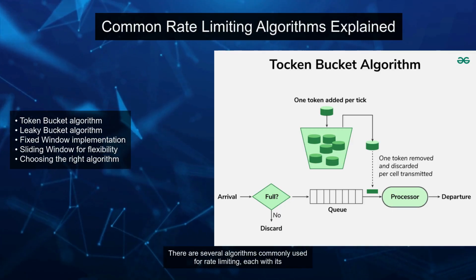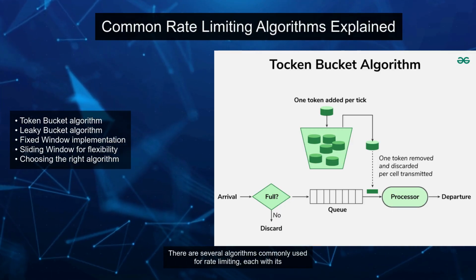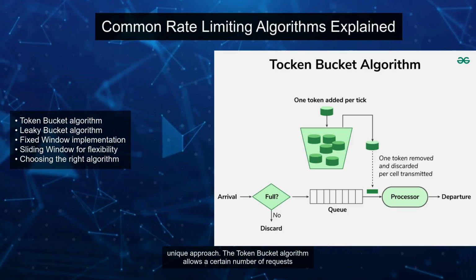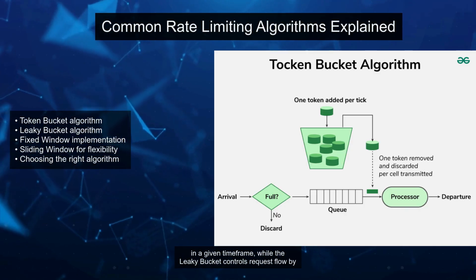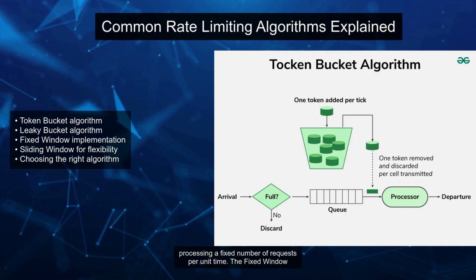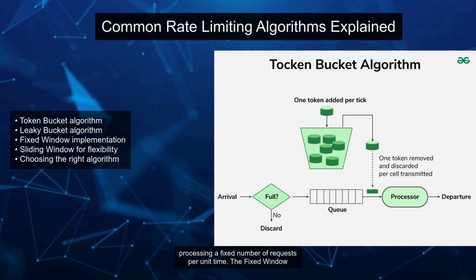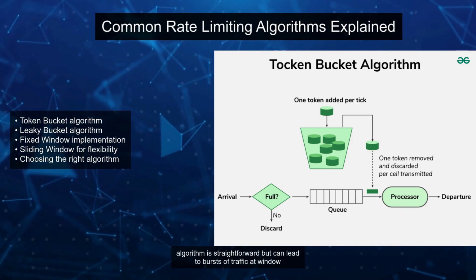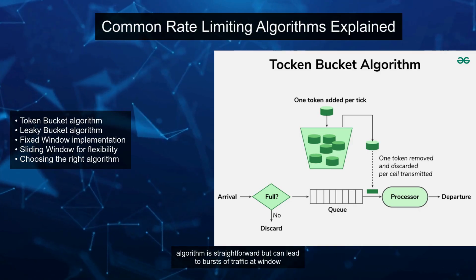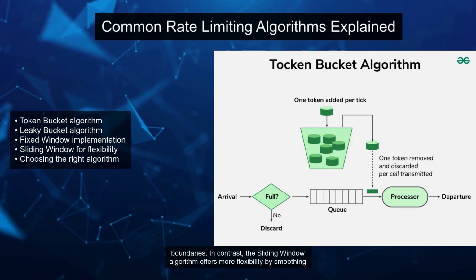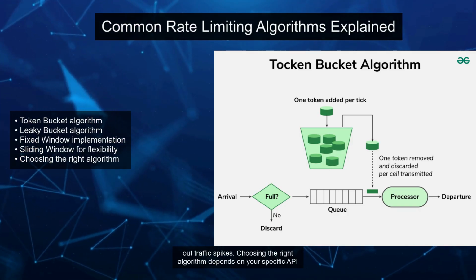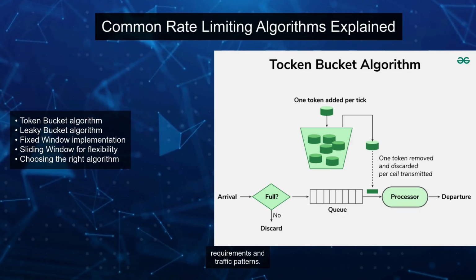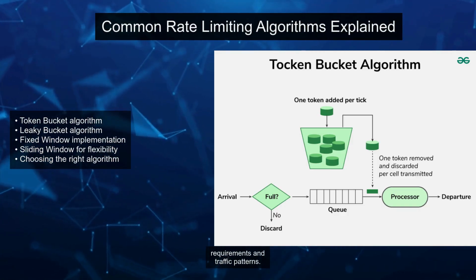There are several algorithms commonly used for rate limiting, each with its unique approach. The token bucket algorithm allows a certain number of requests in a given time frame, while the leaky bucket controls request flow by processing a fixed number of requests per unit time. The fixed window algorithm is straightforward but can lead to bursts of traffic at window boundaries. In contrast, the sliding window algorithm offers more flexibility by smoothing out traffic spikes. Choosing the right algorithm depends on your specific API requirements and traffic patterns.